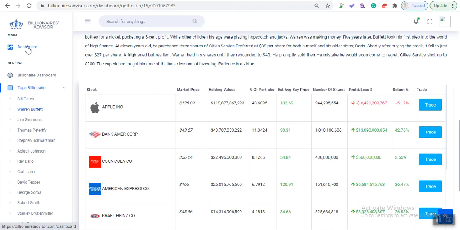But before I go there, let's go to another billionaire and show you how the same principle applies across the board, how to view their portfolio and to get started to trade. Very simple.